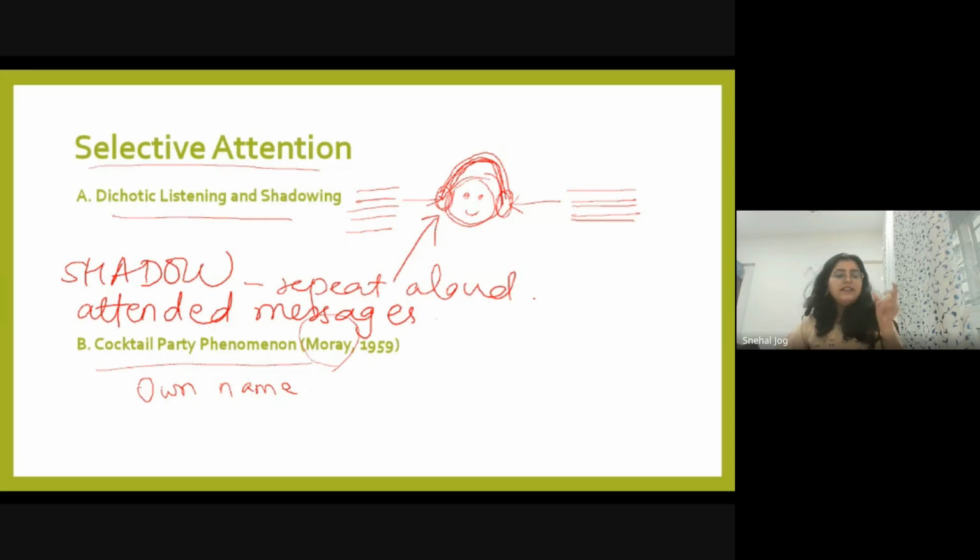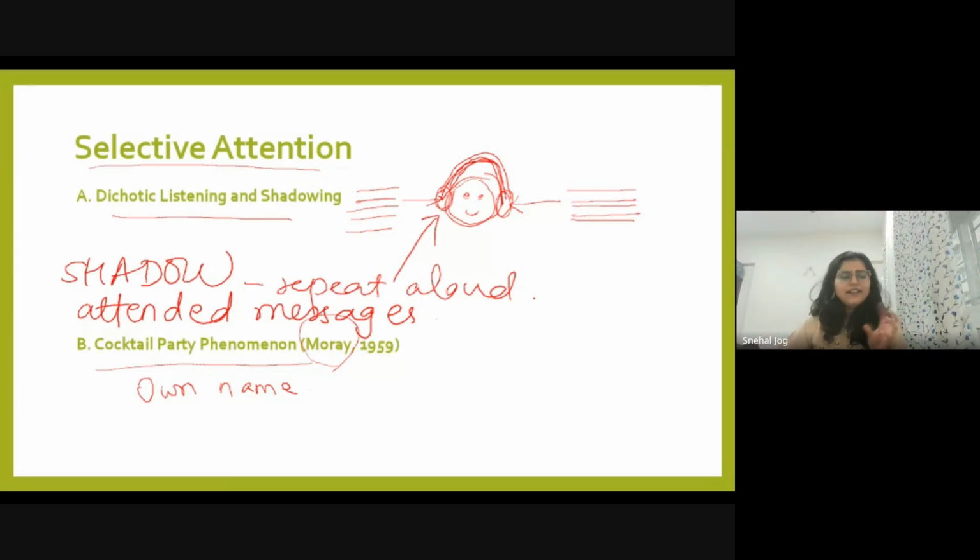So this also suggests that even if there is some unattended information, I already told you what unattended information means, information that you're not paying attention to is called unattended information. So it suggests that, even if you are not really paying attention to it, it is still processed for some meaning. And that is the cocktail party effect.